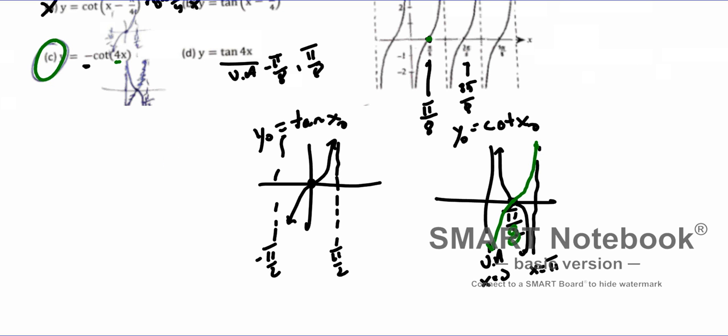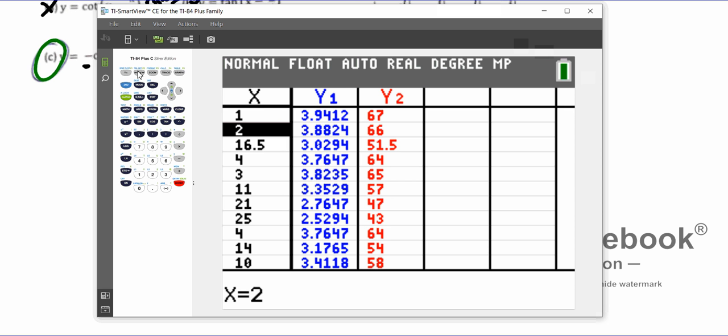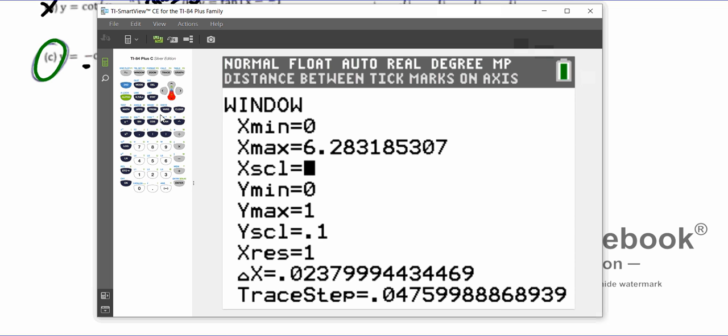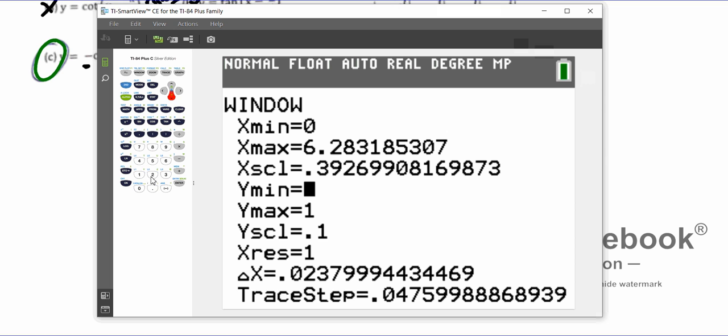You could also put this in your calculator, all right? If you go to your window, and you have this right here, just put in pi. Change your window, 2 pi, okay, 2 pi with that. You can kind of see that we want a scale of pi over 8, because that's one of the values we want to look for. Y-min, we can go negative 10 to 10. We'll go by ones right here.